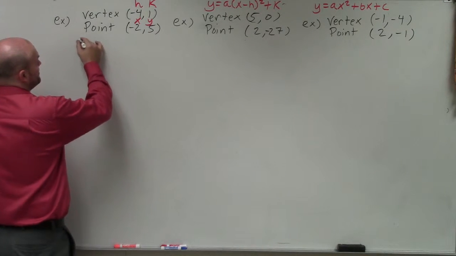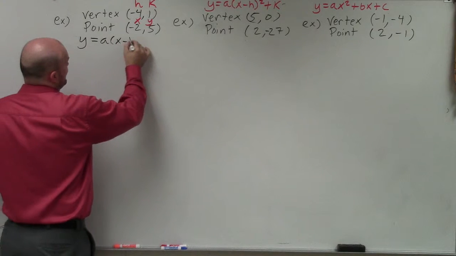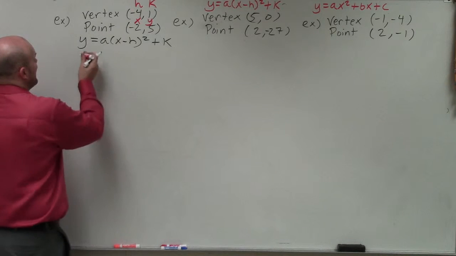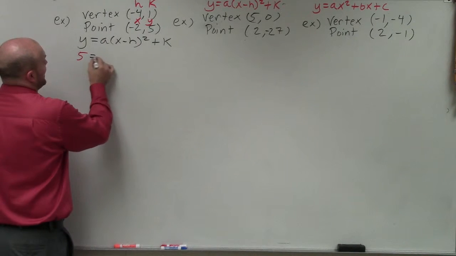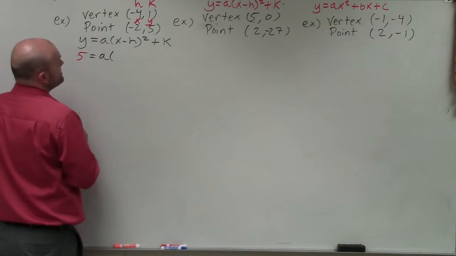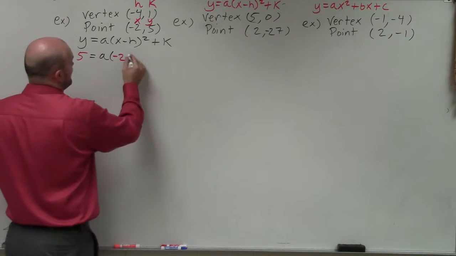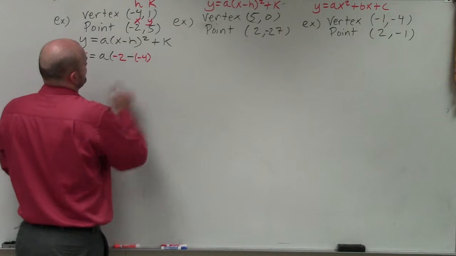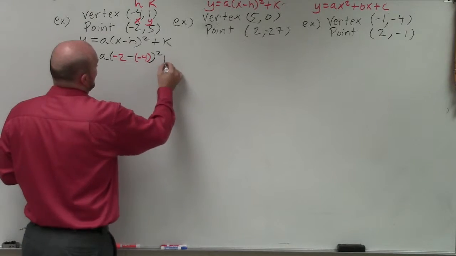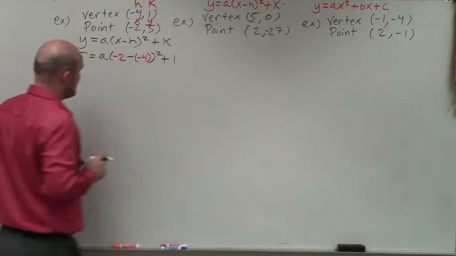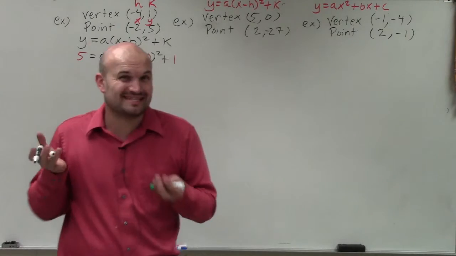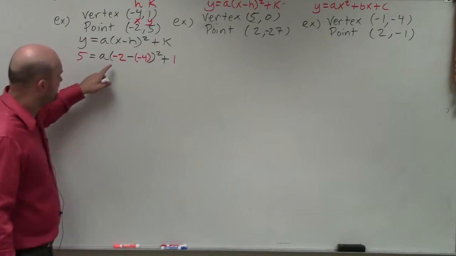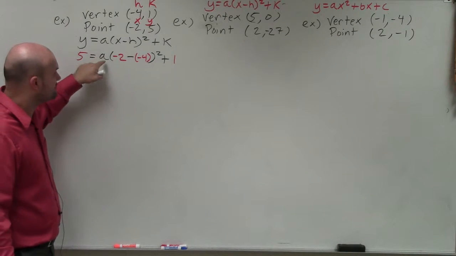So I have y equals a times (x minus h) squared plus k. I'm simply going to plug in 5 for y. I don't have a value for a. For x, I'm going to plug in negative 2, and then that's going to be minus a negative 4, squared, and then I'm going to add my k. So the only value that I still need to find to write my equation in vertex form is a.